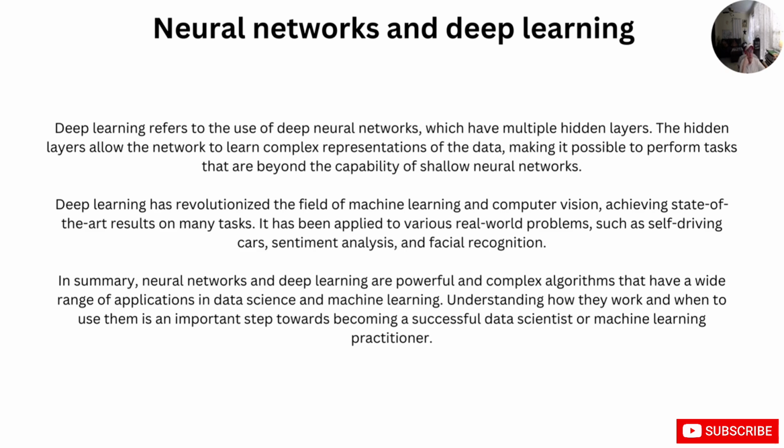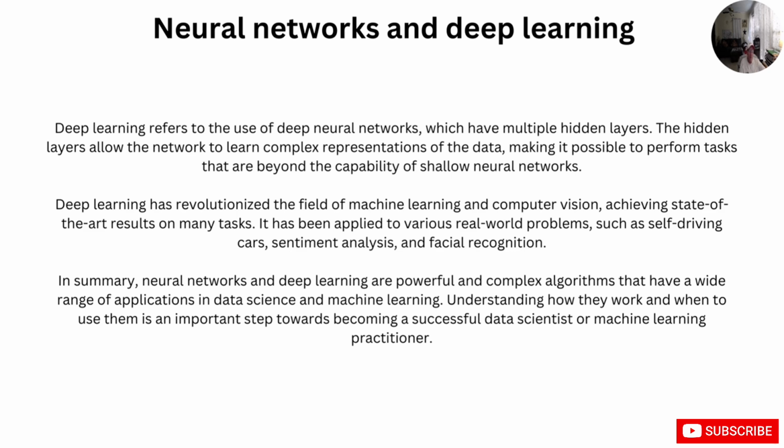Deep learning refers to the use of deep neural networks, which have multiple hidden layers. The hidden layers allow the network to learn complex representations of the data, making it possible to perform tasks that are beyond the capability of shallow neural networks. Deep learning has revolutionized the field of machine learning and computer vision, achieving state of the art results on many tasks. It has been applied to various real world problems such as self driving cars, sentiment analysis, and facial recognition.